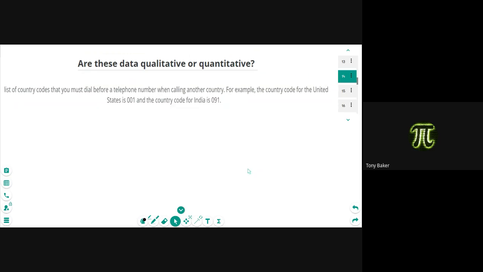A list of codes you must dial before the phone number. So Connecticut's 860 or 203 or 417 now. And I think there's another one in there. Are they qualitative or quantitative? Why? Correct.